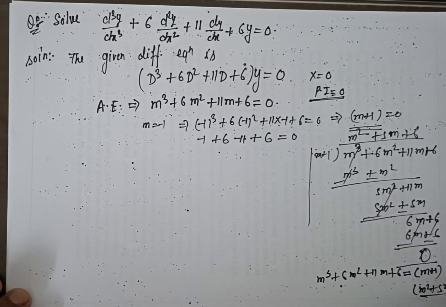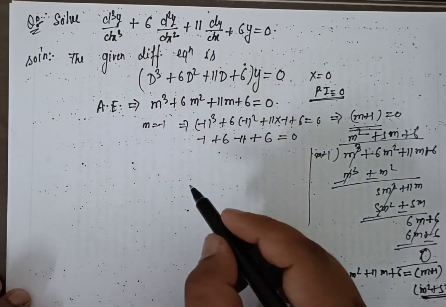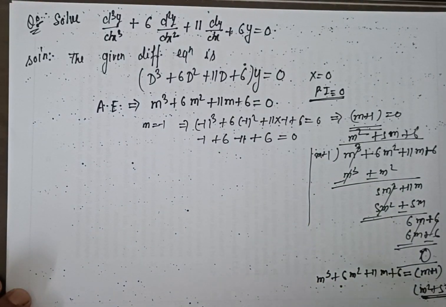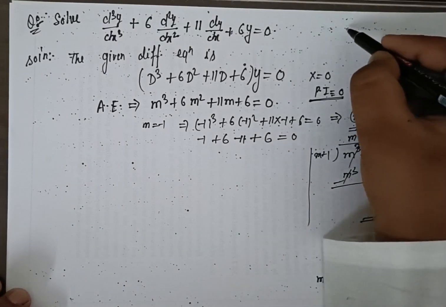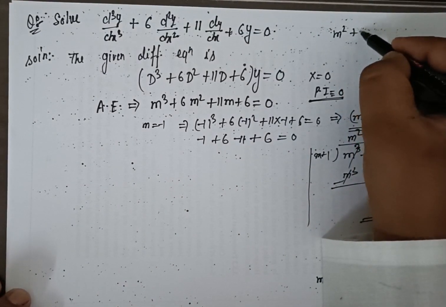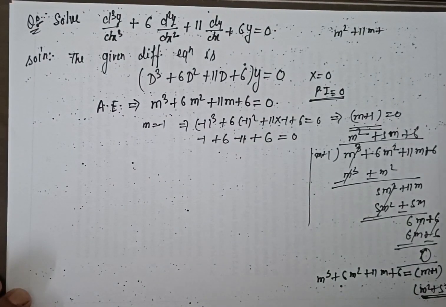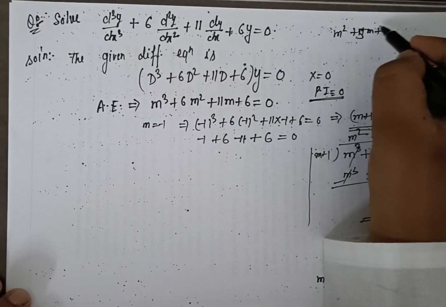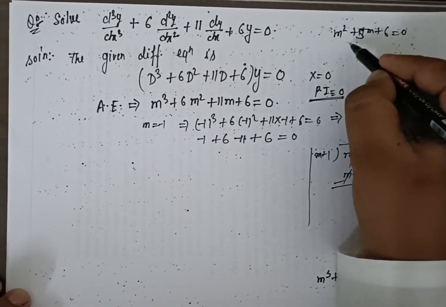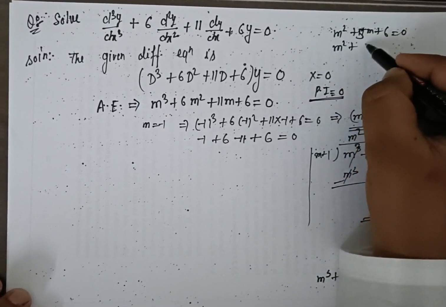Now we need to find the two roots from this factor. So what about the roots of m square plus 5m plus 6? I am calculating here m square plus 5m plus 6 equals to 0. So we can do middle term split here.